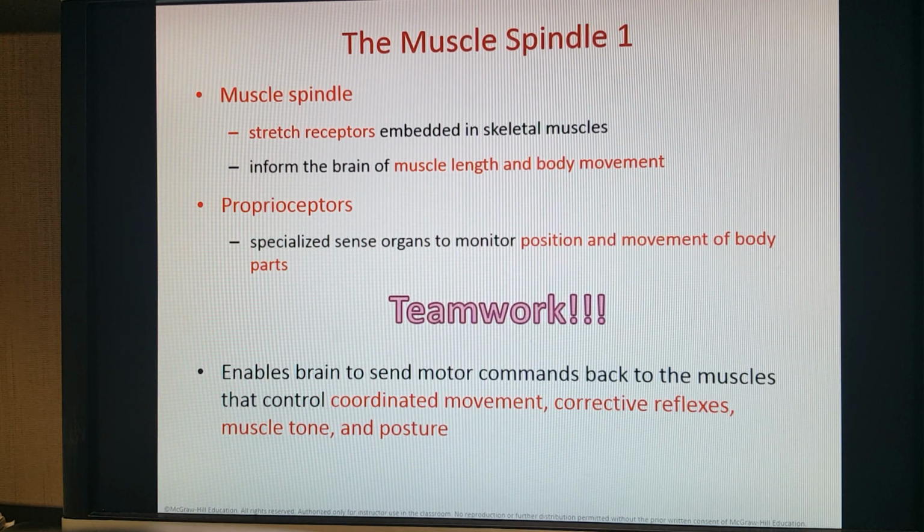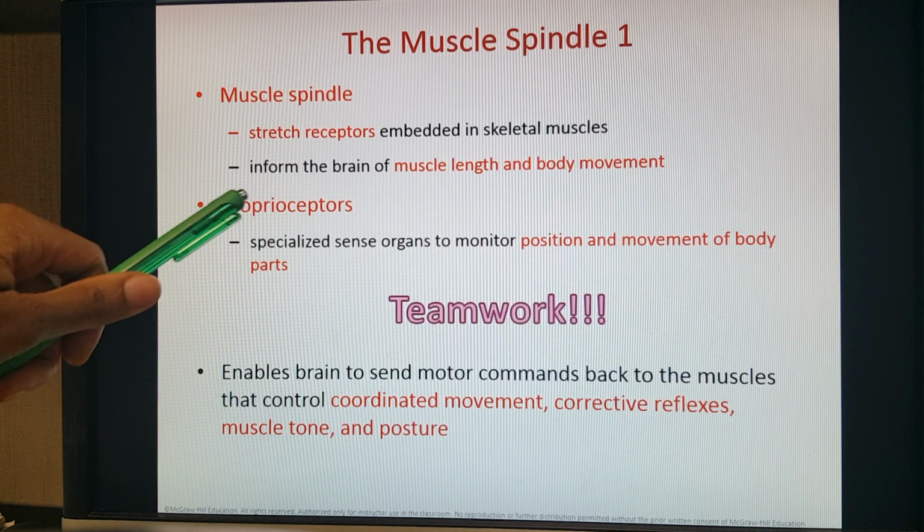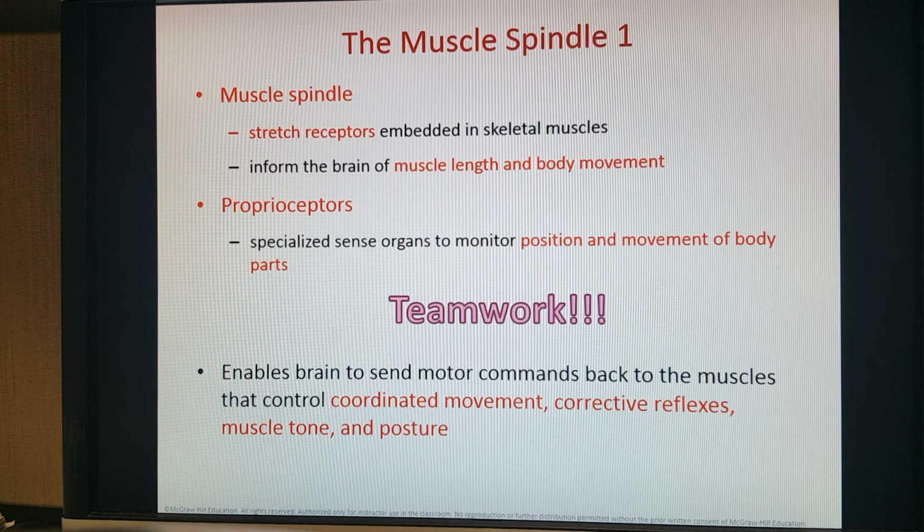Part of how this works is that inside your muscles, you have some muscle fibers that do not do the work of contracting or causing a physical force onto another object, for example, skeletal muscles pulling on bones. Inside your muscles, you also have these muscle spindles. The muscle spindles are stretch receptors that help to tell your brain how long your muscles are and where they're moving. Again, this is part of proprioception, which helps to monitor where your body is in space and how it's moving.